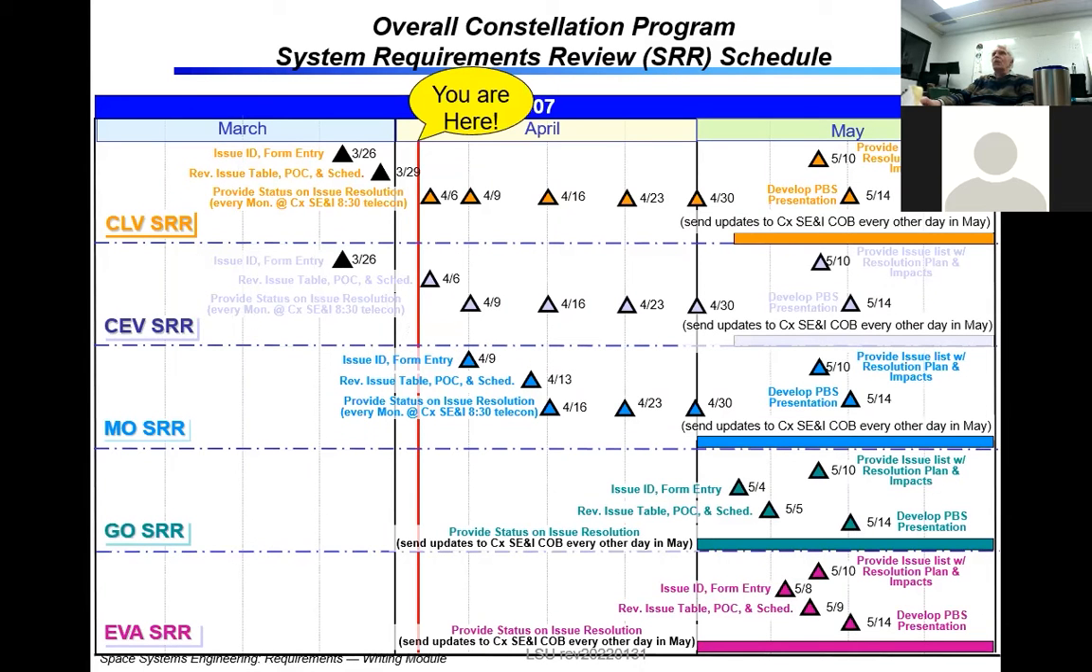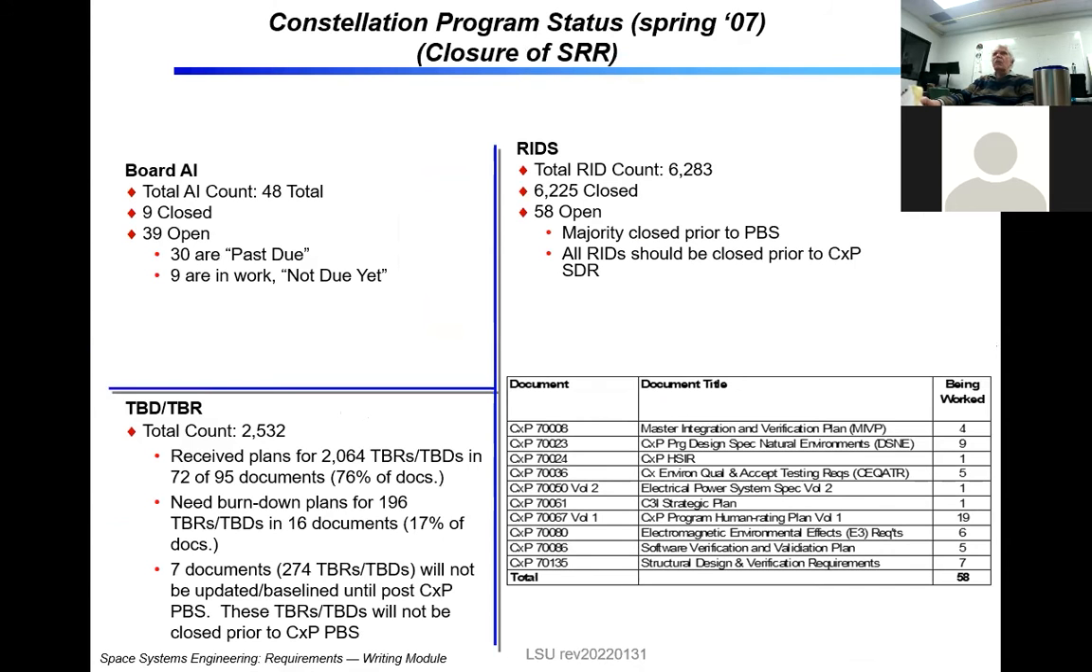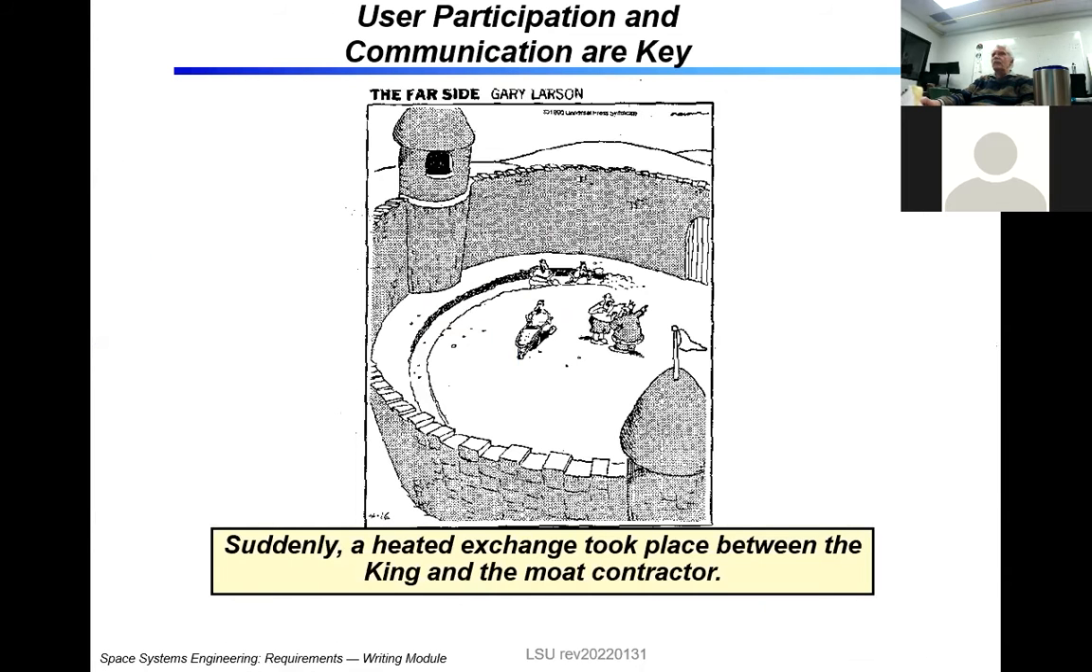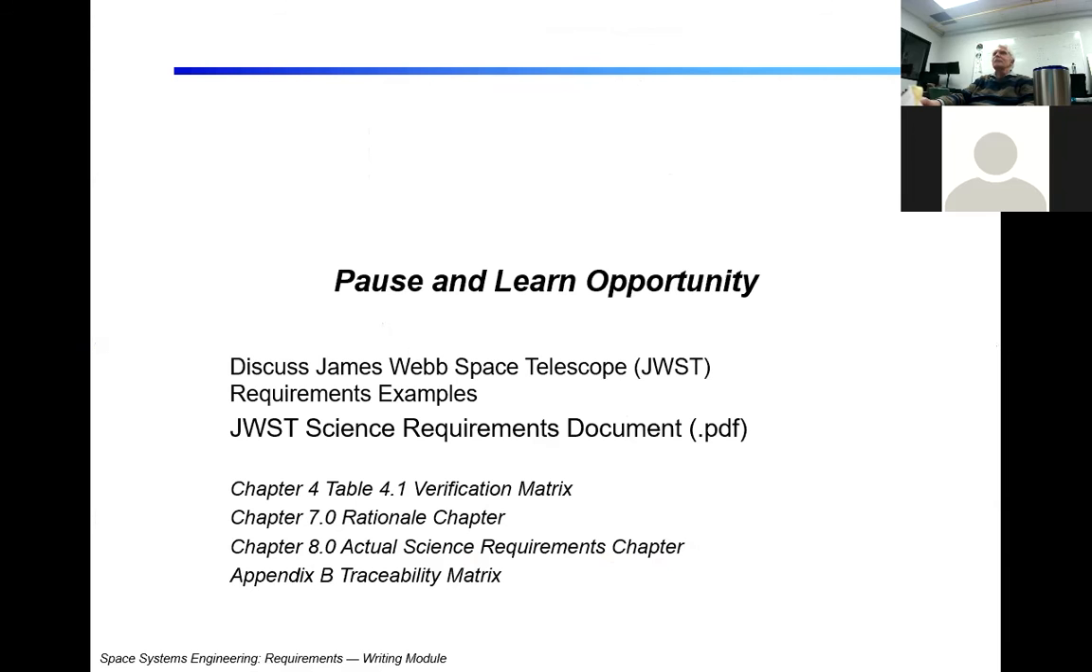And here's, for example, a set of requirements in this constellation system that NASA was using as an example. I'm not going to spend a lot of time with some of this stuff. Here's a real important one. Communication is key. So there's a picture of a castle and an engineering crew digging a moat for the castle. Suddenly, a heated exchange took place between the king and the moat contractor. Sort of missed that requirement. The moat should be on the outside of the castle, not the inside.